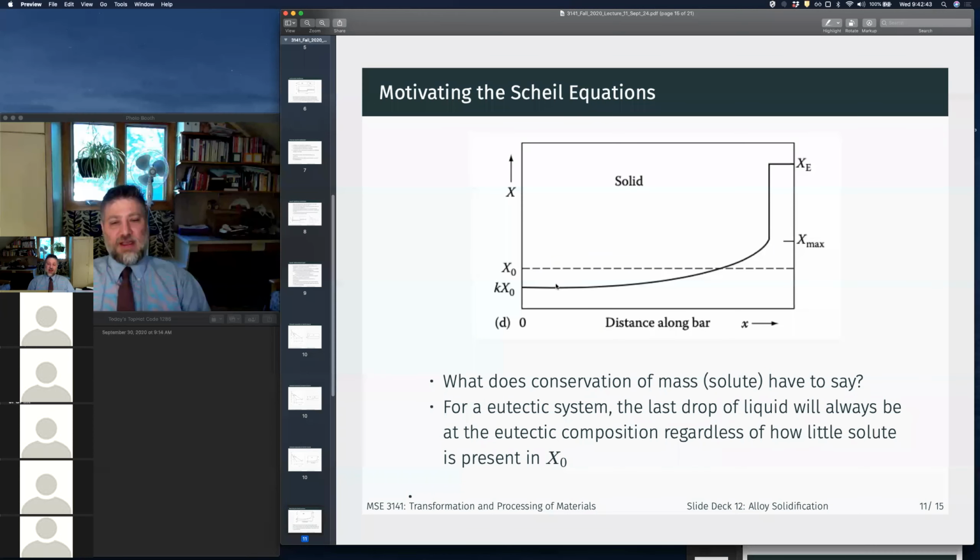The key thing to realize is that no matter how dilute our initial alloy, the last little bit that freezes is going to be pretty concentrated, right? It can be a very small amount of volume, but the last bit that freezes is going to be fairly concentrated in our solute, right? This is just a really critical idea, right?